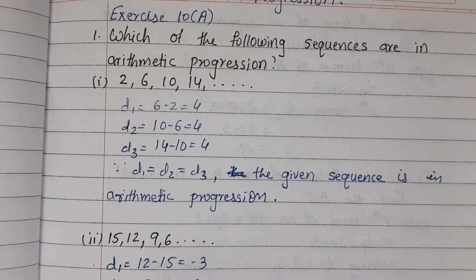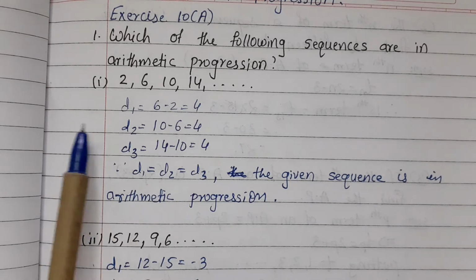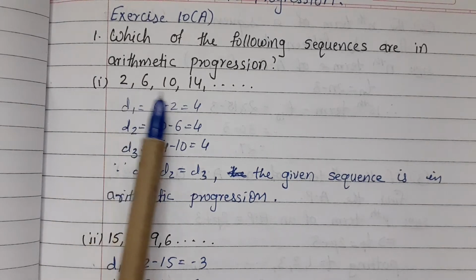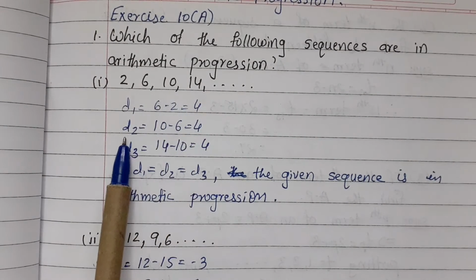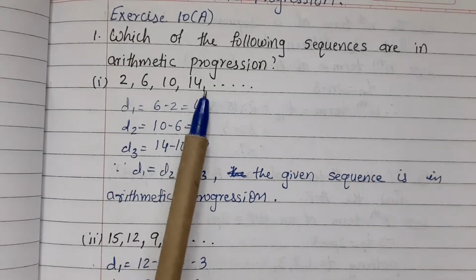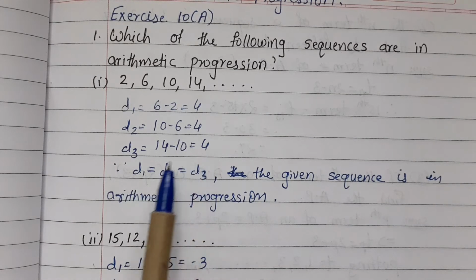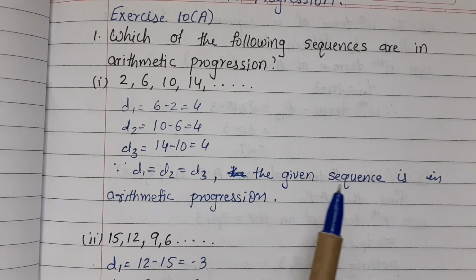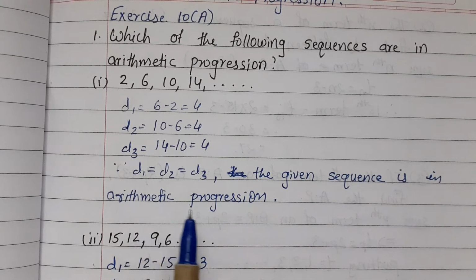Exercise 10A. First sum. Which of the following sequences are in arithmetic progression? First part: 2, 6, 10, 14. D1 is 6 minus 2, 4. D2 is 10 minus 6, 4. D3 is 14 minus 10, 4. Since D1 equal to D2 equal to D3, the given sequence is in arithmetic progression.